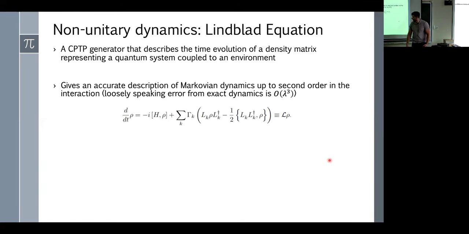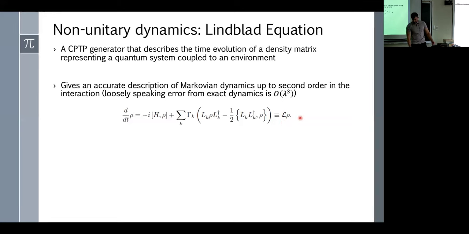So here it is. It's a differential equation for rho. And this first component here is a typical von Neumann equation for unitary evolution under a Hamiltonian. And then we have some dissipative part where these L's are called jump operators, which basically just describe the effects of the bath on our system. They do some energy exchange. And we have these rates as well. And we can also write this nicely with superoperator notation with this curly L here.